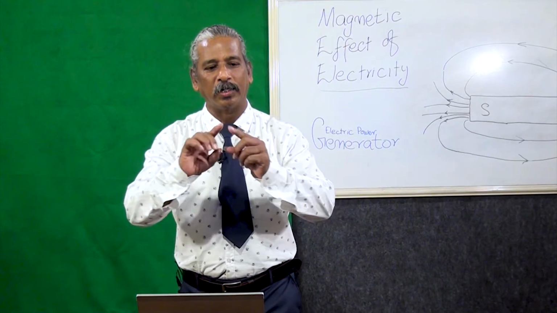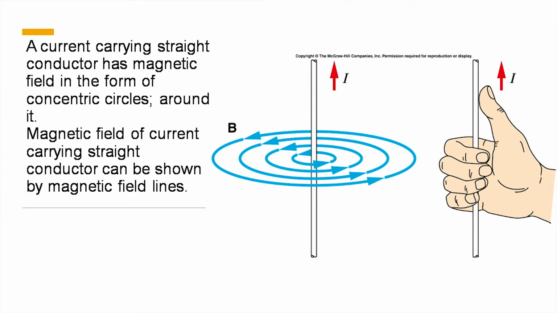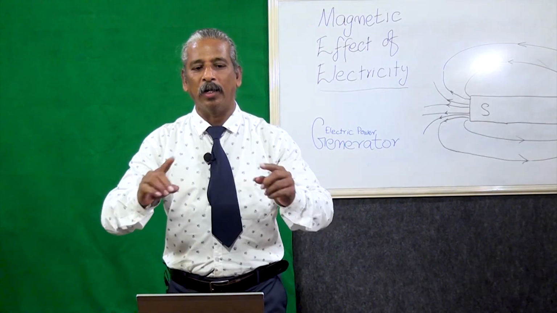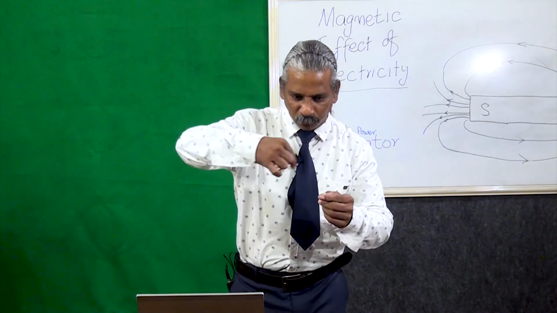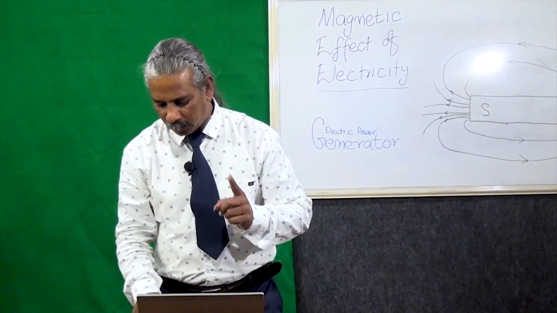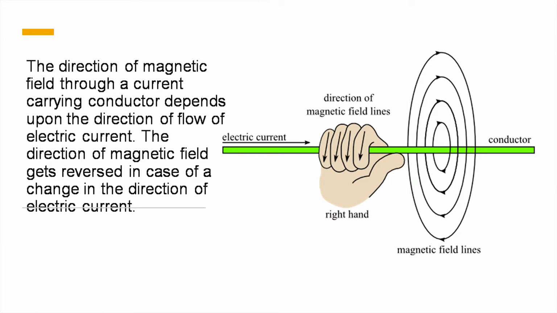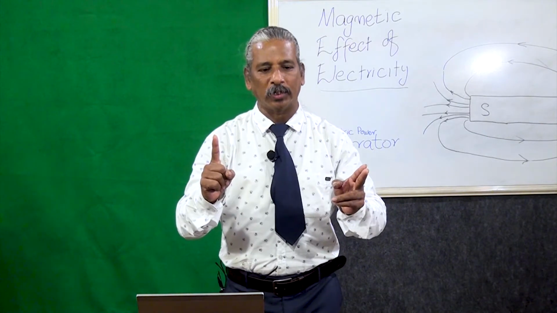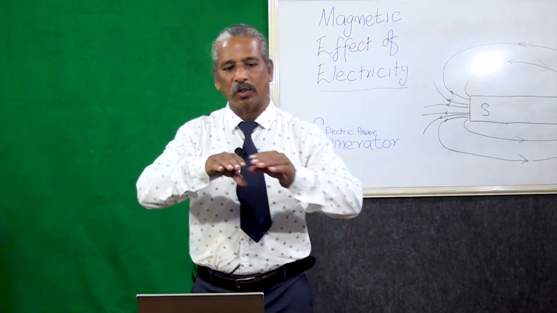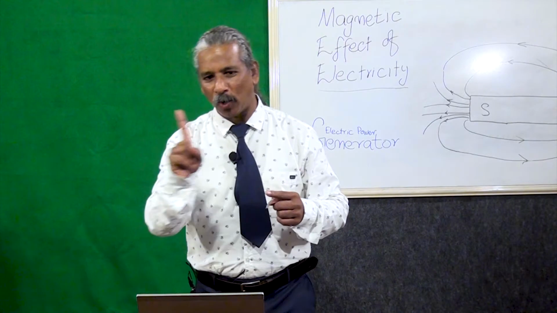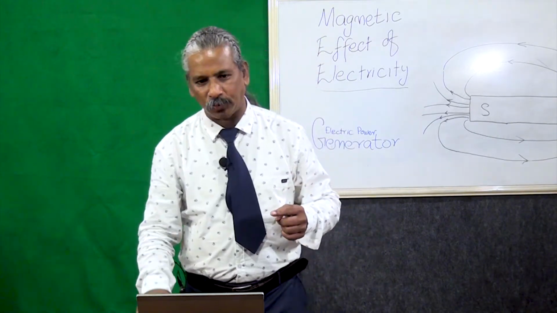A current carrying straight conductor has magnetic field in the form of concentric circles around the conductor. The magnetic field of a current carrying straight conductor can be shown by magnetic field lines. They are depicted as lines, and these lines are concentric around the wire which conducts the power. The direction of magnetic field through a current carrying conductor depends upon the direction of flow of electric current. The direction of magnetic field gets reversed in case of a change in the direction of electric current.